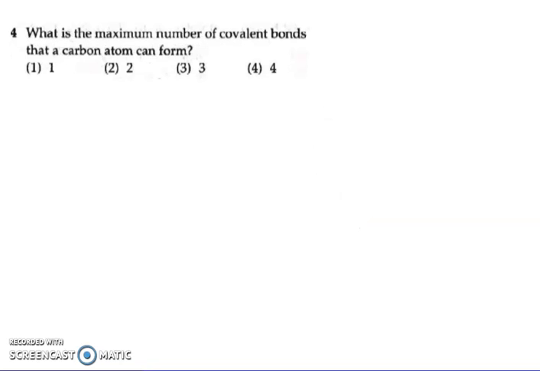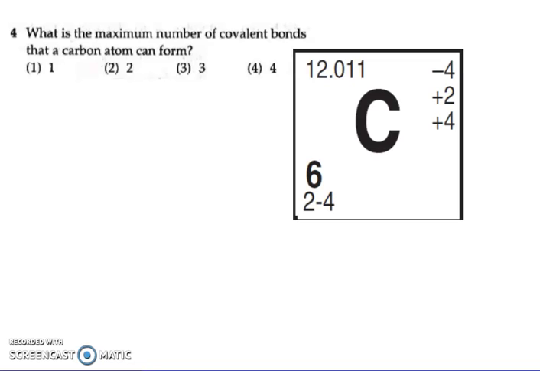Number four, it says the maximum number of covalent bonds that a carbon atom can form. Again, has to do with the number of valence electrons that carbon has. Carbon has 4, as indicated from your reference tables. So this last number here in the electron configuration number, 4. It has 4 valence electrons, and again, it wants to achieve a stable octet.